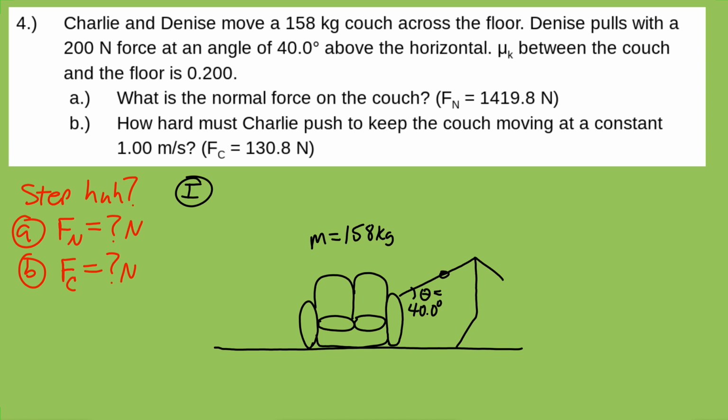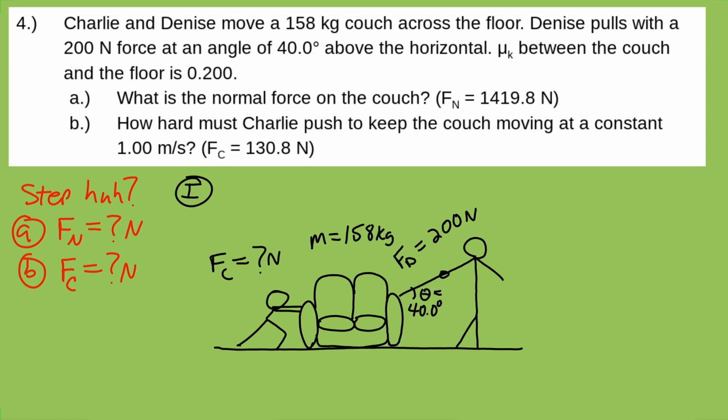So here is Denise. She's pulling on like that. And F sub d is equal to 200 newtons. Now Charlie is pushing, so he's helping, he's pushing from the right. So here's Charlie. And F sub c, how hard is Charlie pushing? We don't know that. That's one of the things we're trying to figure out. So F sub c is equal to question mark newtons.